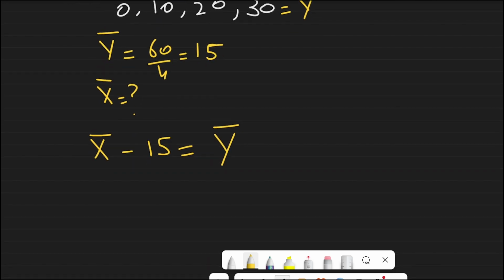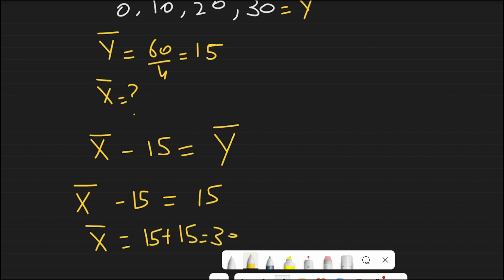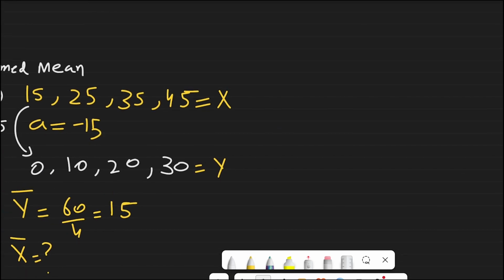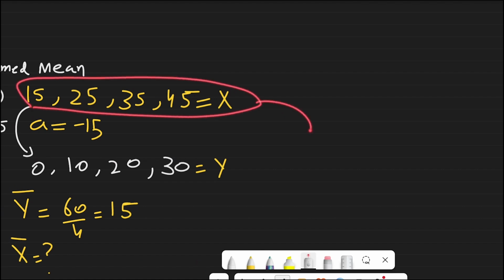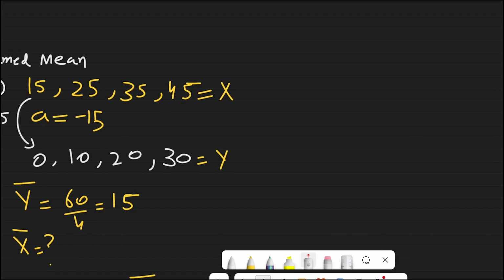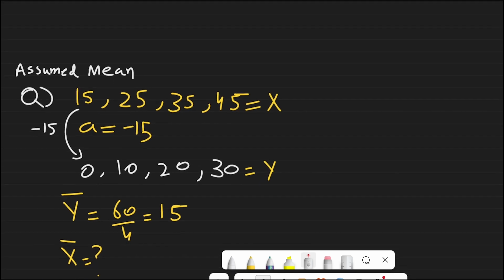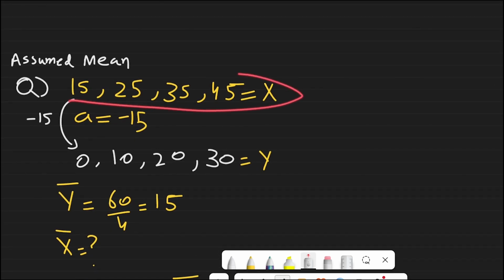Okay, so we have the mean of y, which is 15, equal to the mean of x minus 15. The mean of x would be 15 plus 15, which is equal to 30. Okay, you can counter check over here. This is just for simplicity, but in a real question you won't have these values. You would only have this assumed mean and this data, so you can't counter check by calculating the mean of x. But here, for understanding purposes, we can counter check by calculating the mean of x.